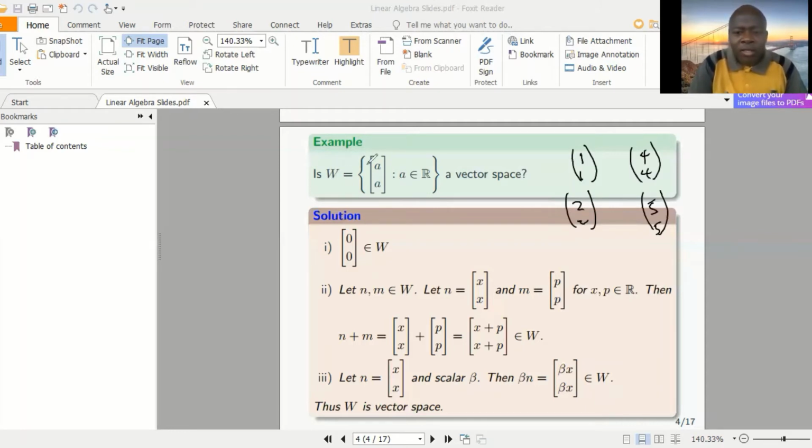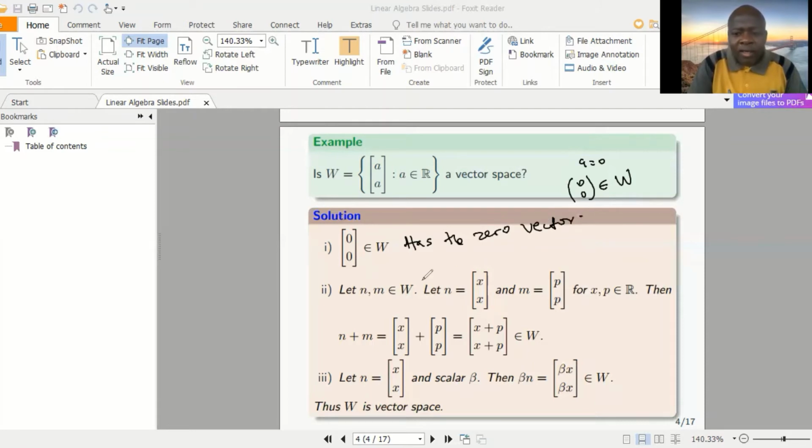So the question is, is this set a vector space? You just need to go through the properties and see if they're satisfied. Of course, we are told that A is a real number, so that means A could be 0. So if A is 0, then we would have 0, 0. So that means 0, 0 is in W. So the first property that we are looking for is satisfied, that it has the 0 vector.